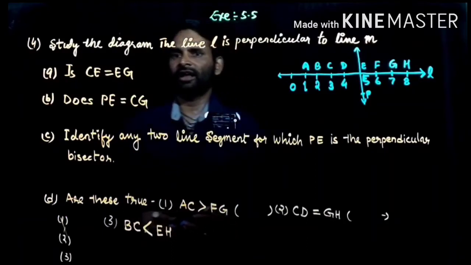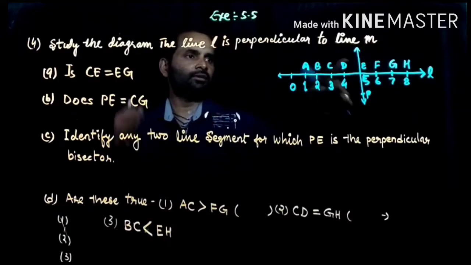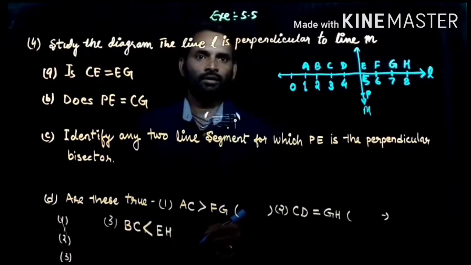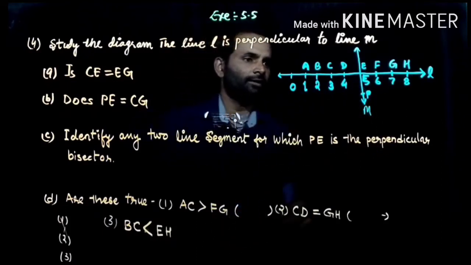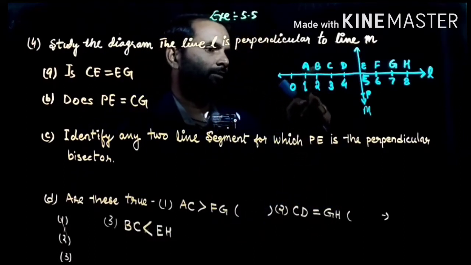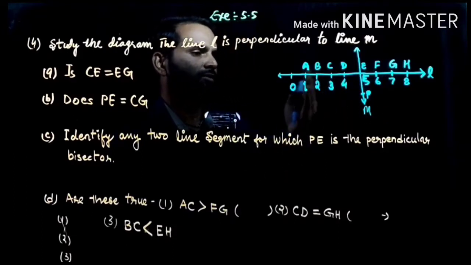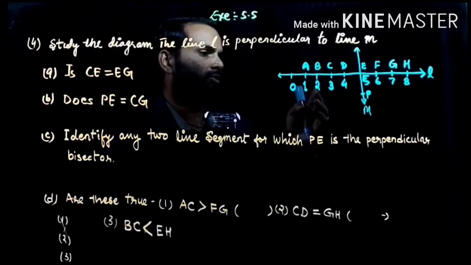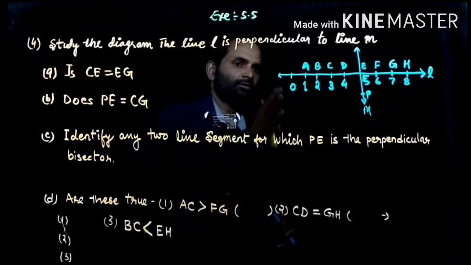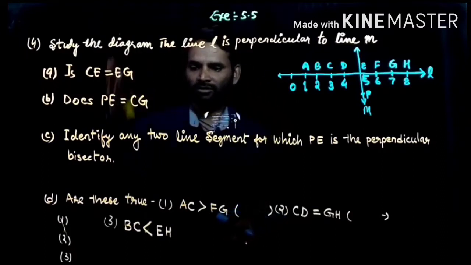Study the diagram. This is the line L, and it is perpendicular to line M. Okay, this is the line M. Study this diagram: for each of the points A, B, C, D, E, F, G and H, the distance between each two points is 1 centimeter, 1, 2, 3, 4, 5, 6, 7, 8 on the number line, and the distance between two consecutive numbers is equal. So according to the questions, we solve some questions.